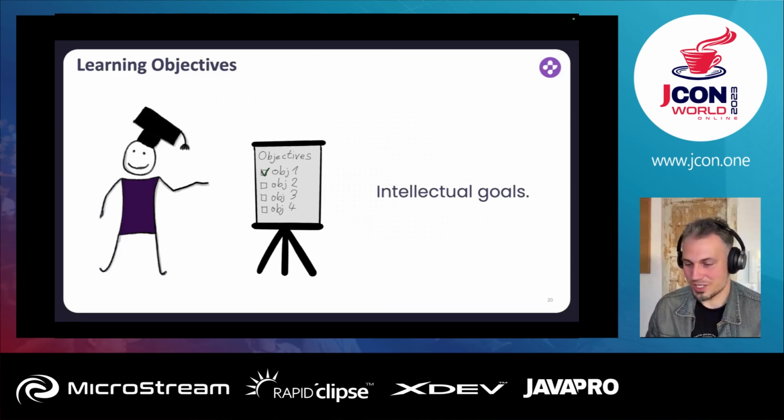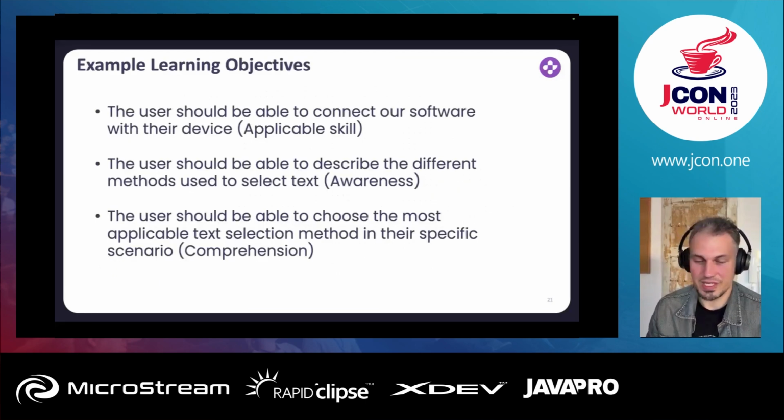Learning objectives are categorized in 3 different categories. You have the applicable skill, you have the awareness, and you have the comprehension. And if you want to achieve a user goal, you have to follow a lot of learning objectives in order to achieve it.